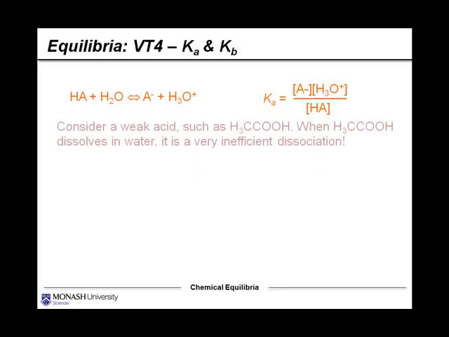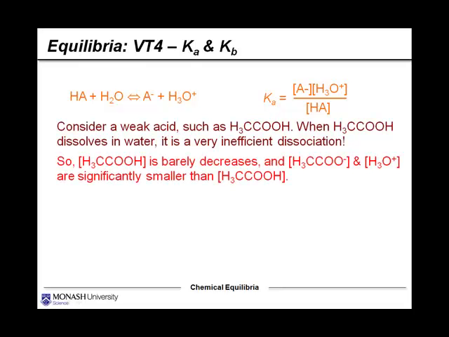But consider a weak acid, such as, in this case, acetic acid. When acetic acid dissolves in water, it's actually a very inefficient dissociation. So what that means is the concentration of the undeprotonated molecule, if you like, or the undissociated molecule, barely decreases. And the concentration of the conjugate base and H3O plus are significantly smaller than that undissociated molecule.